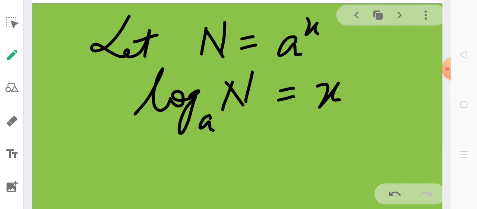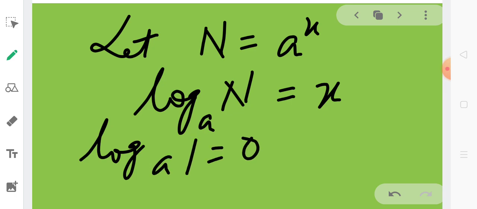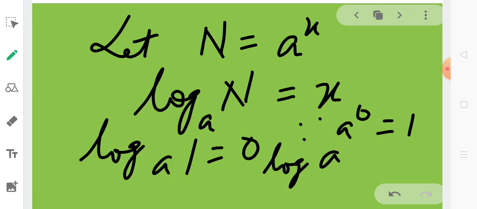Now in a similar manner I can write down log of 1 for base a should be equal to 0, isn't it? Since a to the power 0 is equal to 1. So log of 1 for base a should be equal to 0, and similarly log of a for base a should be equal to 1. Now these are two results that you need to remember.